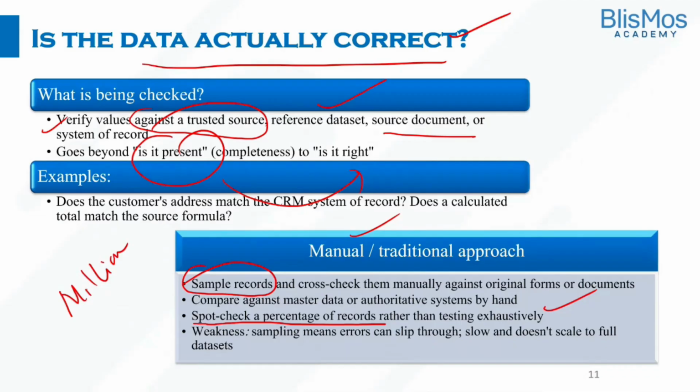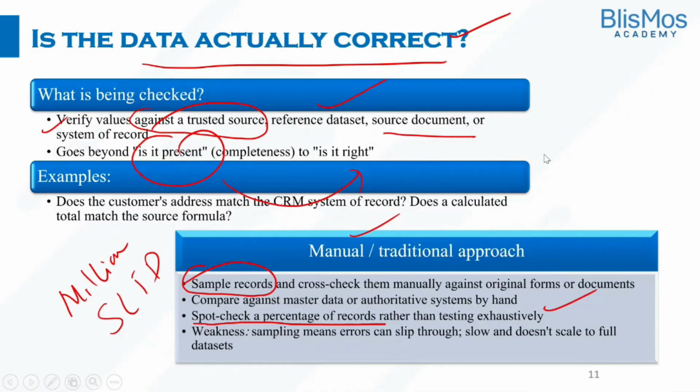When we are doing the sampling and manual comparison, the weakness is obvious. You may validate 100 records successfully, but the error could be hiding in record number 101. Sampling reduces the effort, but it also means some errors can slip through. And as data volumes grow, manually checking accuracy becomes increasingly difficult. So we have to think about automation for sure.